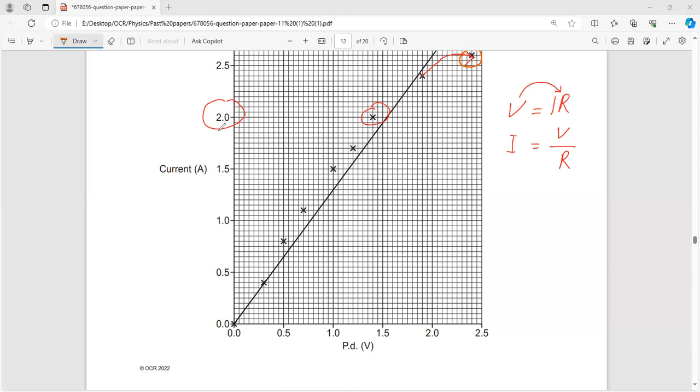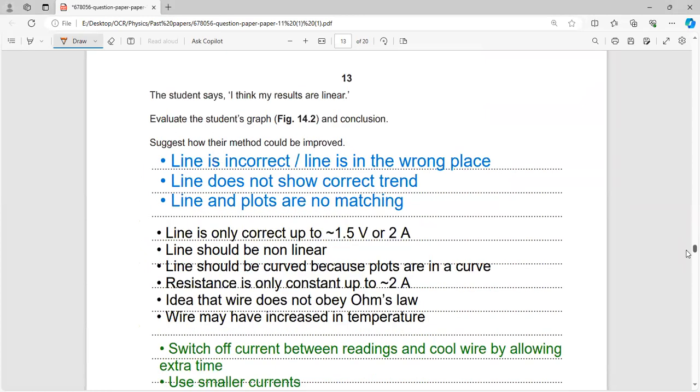That's number one. Number two, we can use the wire at low voltage. For example, if you use it until the voltage of 1.5, the result will come linear, and this will obey the law. But if you go above 1.5, this will not obey the law, and the result will be non-linear. So we can see how we can explain this answer. So I'm proceeding to the question here.